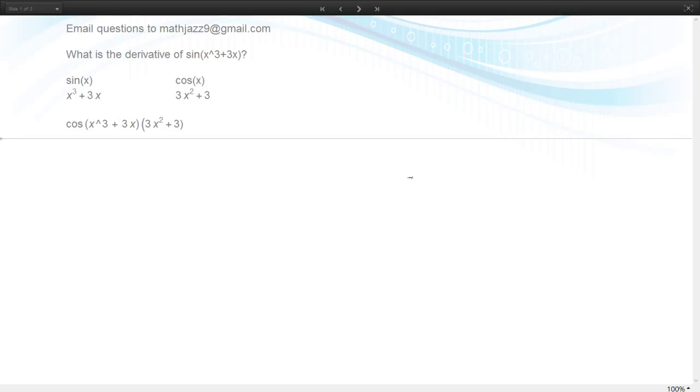Actually, we should do another chain rule problem. So while I'm thinking about it, let's do e, and let's put this in a text box. So we get e raised to the square root of x to the third plus x squared.